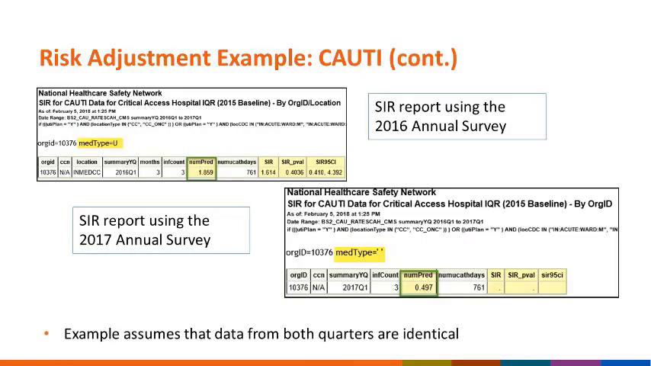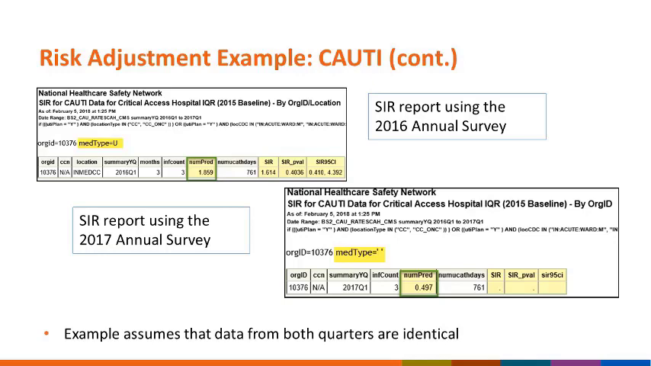The table on the top left of the screen is an SIR report taken from NHSN. The 2016 Q1 CAUTI SIR was calculated using survey data that indicated that this facility had selected undergraduate as their medical school affiliation. This can be identified on the screen by observing med type equals U, highlighted in the top corner of the first table.